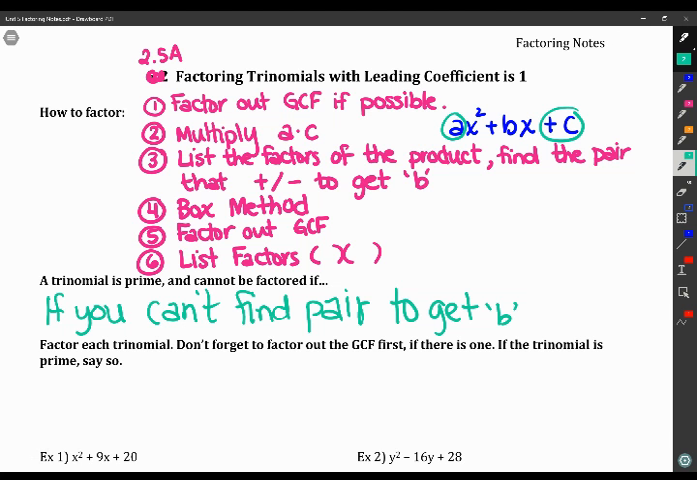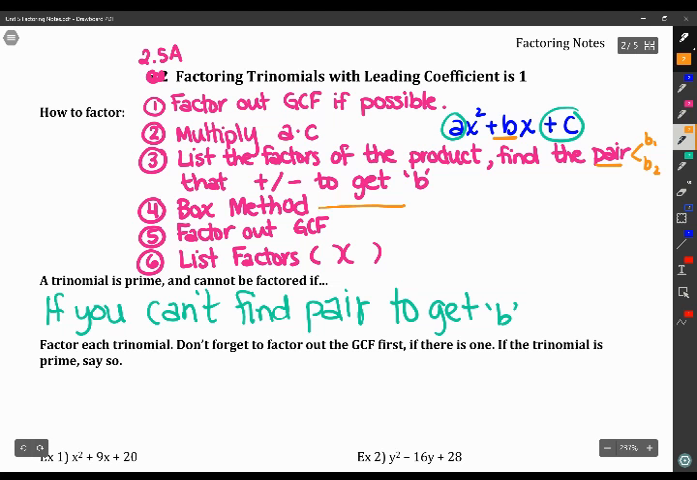And then we're going to list all the factors of that product. And then we find the pair that adds or subtracts to give us the b value in the middle. And that pair that we find, we're going to call b1 and b2. And then we're going to do a box.